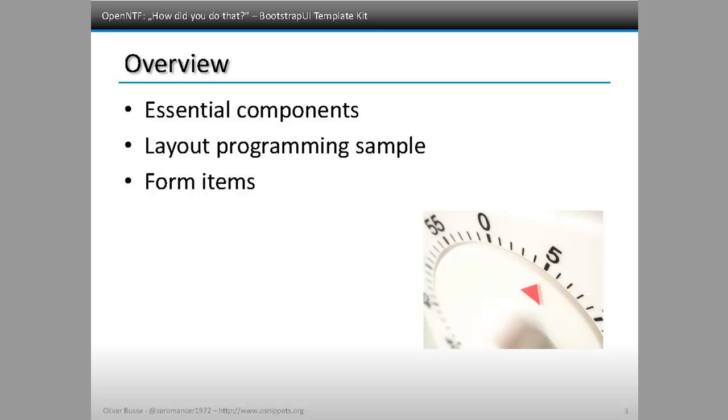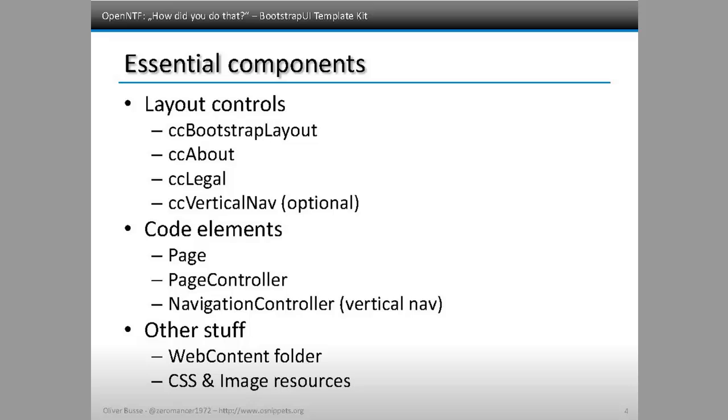Essential components from the template kit are the Bootstrap layout control, the about control, the legal control, and the vertical nav control. This is optional for creating vertical navigations. These controls need some code elements, Java code elements, especially the page controller element, which uses page objects to compute the primary navigation. And of course, as we use a JavaScript framework here, you have to have a look at the web content folder of your Node database.